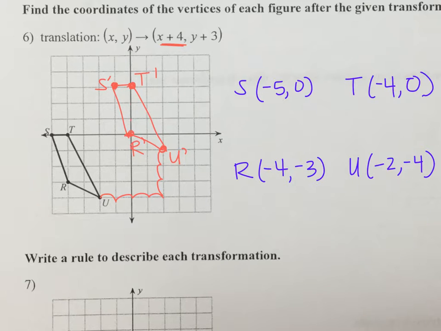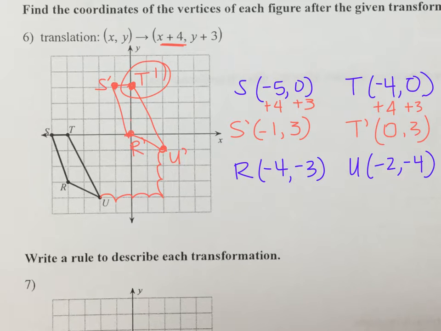The second way to do it is to use math. So it says the x is plus 4, the y is plus 3. So plus 4, plus 3. My new coordinates, negative 5 plus 4 is negative 1. 0 plus 3 is 3. That's your new point. T, same thing, plus 4, plus 3. My new T, negative 4 plus 4 is a 0. 0 plus 3 is a 3. And you can see by our picture, that's where our T is, 0, 3.